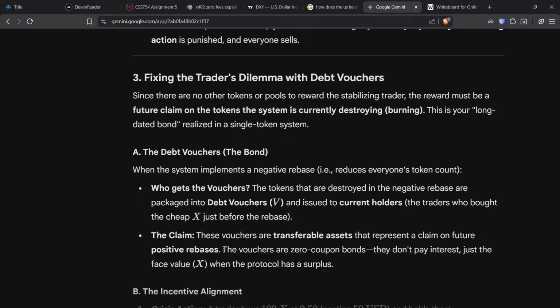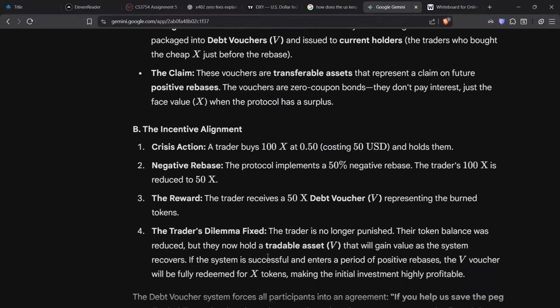What is this? The vouchers are zero coupon bonds. They don't pay interest, just the face value. When the protocol has a surplus. What if the protocol never has a surplus? What do you mean surplus? I thought you're trying to keep stability. What if you never have a 150% surplus? Like what?